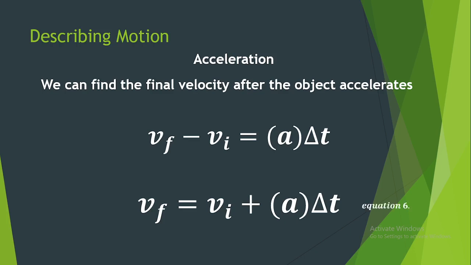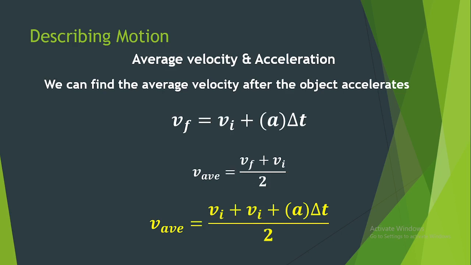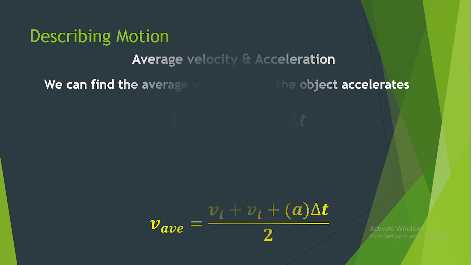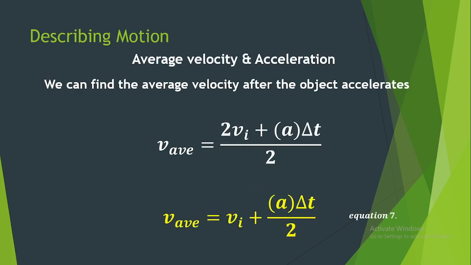We can use equation 6 to modify equation 3, which is the formula for average velocity. The formula for the final velocity from equation 6 is to be substituted for the final velocity in equation 3. We have average velocity is equal to v sub i plus v sub i plus a times t all over 2. We can simplify this as 2 v sub i plus a times t all over 2. We find that the average velocity is equal to v sub i plus the quantity of a times t over 2.